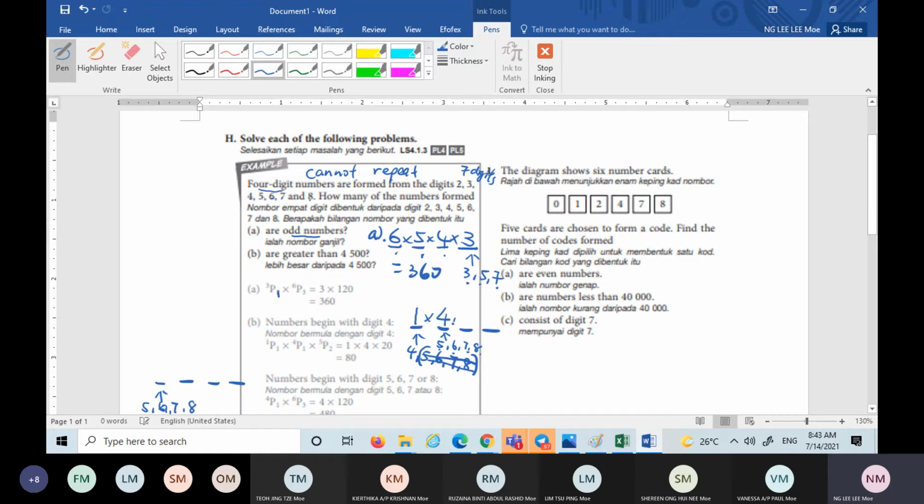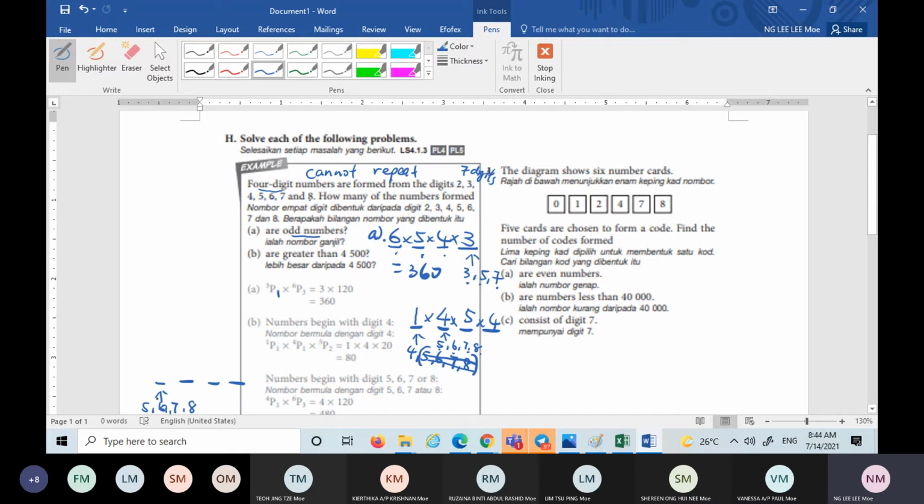Okay. After that, these last two numbers got no constraint already. Out of 7 digits, 2 are already filled out, so 5 more digits are left. So here is 5, and then lastly is 4. This is how you fill out for this. For the first digit is 4.